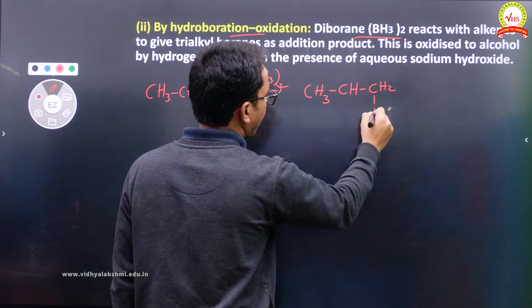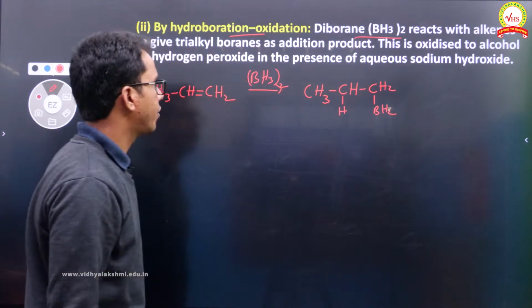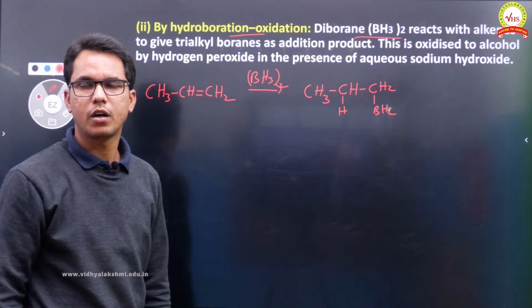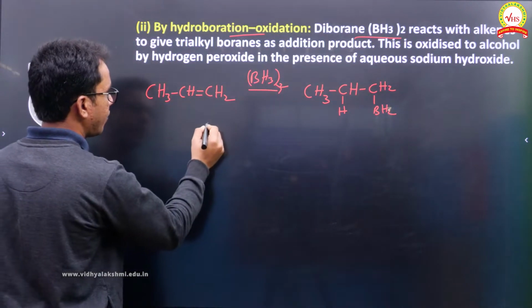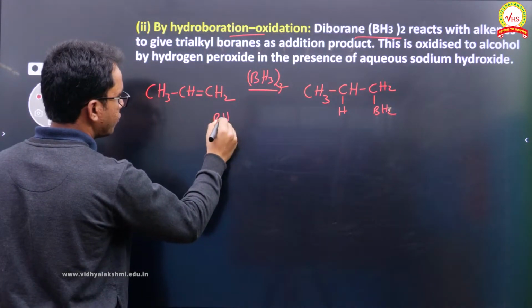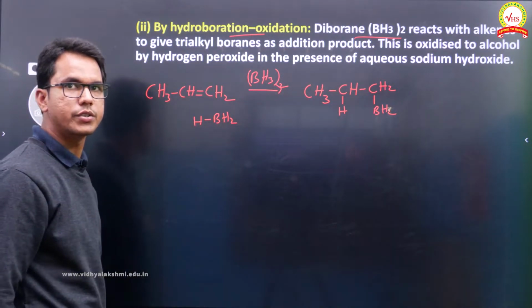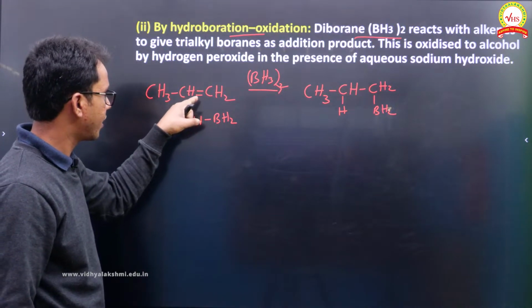Now what do we have? We have BH2 here and hydrogen. The number of replaceable hydrogens in BH3 is going to be 3, right? That's why 3 alkenes react with this one. How many alkenes react? 3 alkenes. Now we will take BH3 as BH2H.